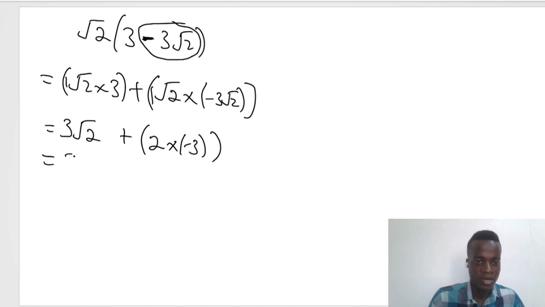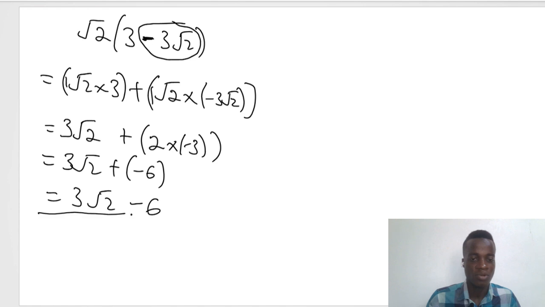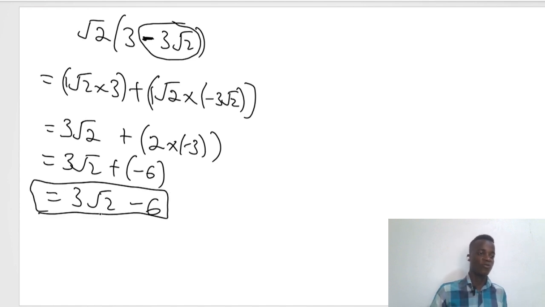So at the end of the day, we have 3 root 2 here, and then this outside, 2 times negative 3 is what? Negative 6, plus negative 6 here. Then we have positive times negative. We have 3 root 2 minus 6. So this is our final answer because we cannot further simplify them. Yeah.